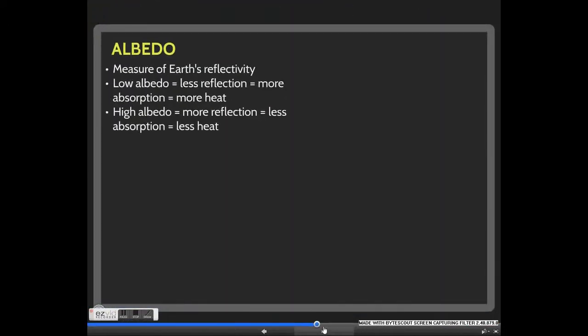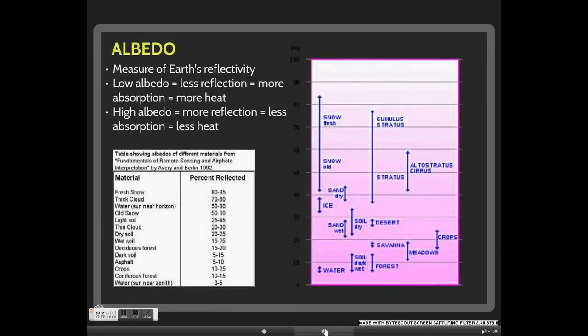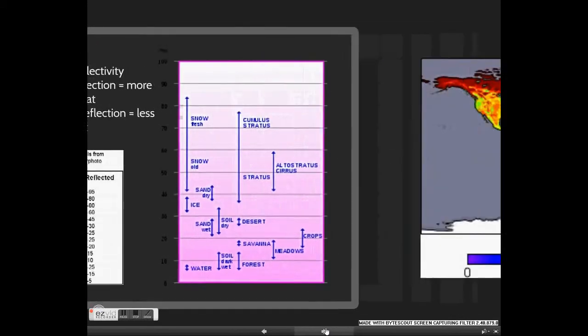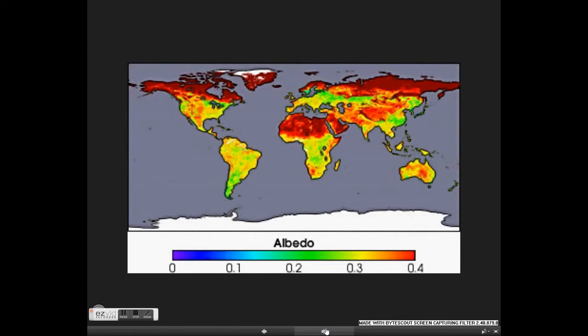However, let's go to our term called albedo. Albedo is a measure of Earth's reflectivity. So low albedo equals less reflection, more absorption, more heat. Whereas high albedo equals more reflection, less absorption, less heat. As we can see from our charts, our highest albedos actually occur with snow and clouds, whereas in contrast, water and any dark covered forests such as coniferous forests actually have low albedo.